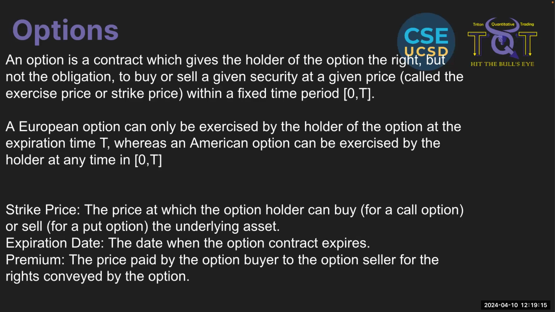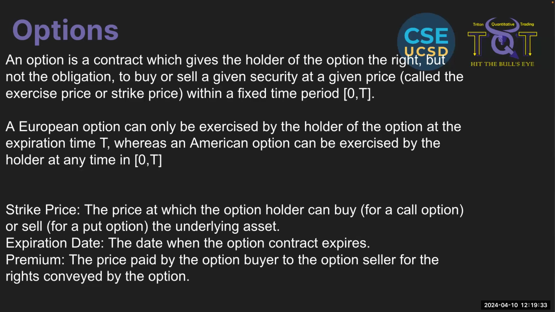So the three main important things for an option are the strike price, which is the price at which you decide to buy or sell at a given future time, the expiration date, which is the date at which your contract expires, and the premium.